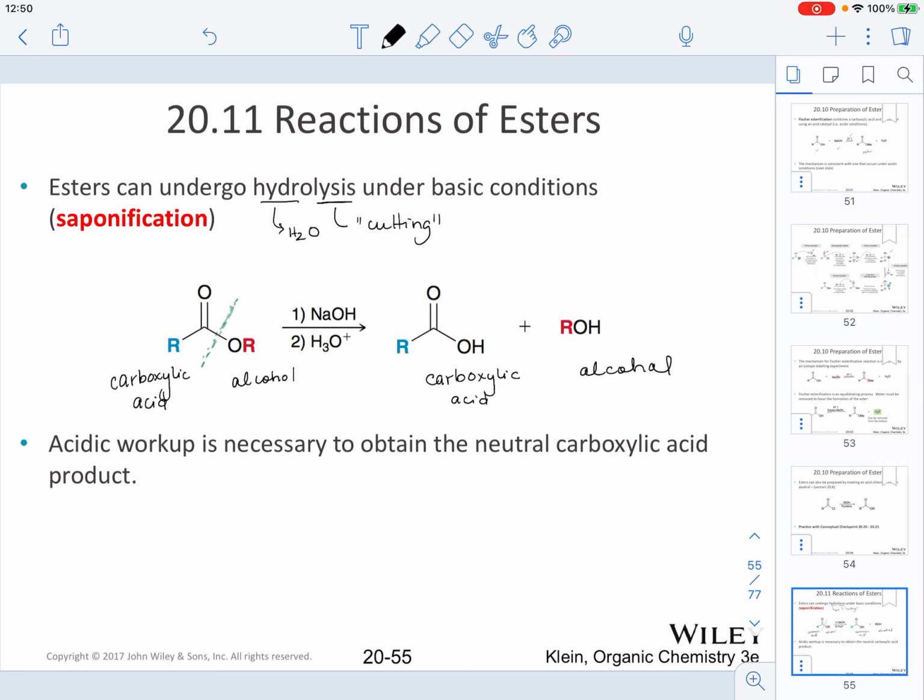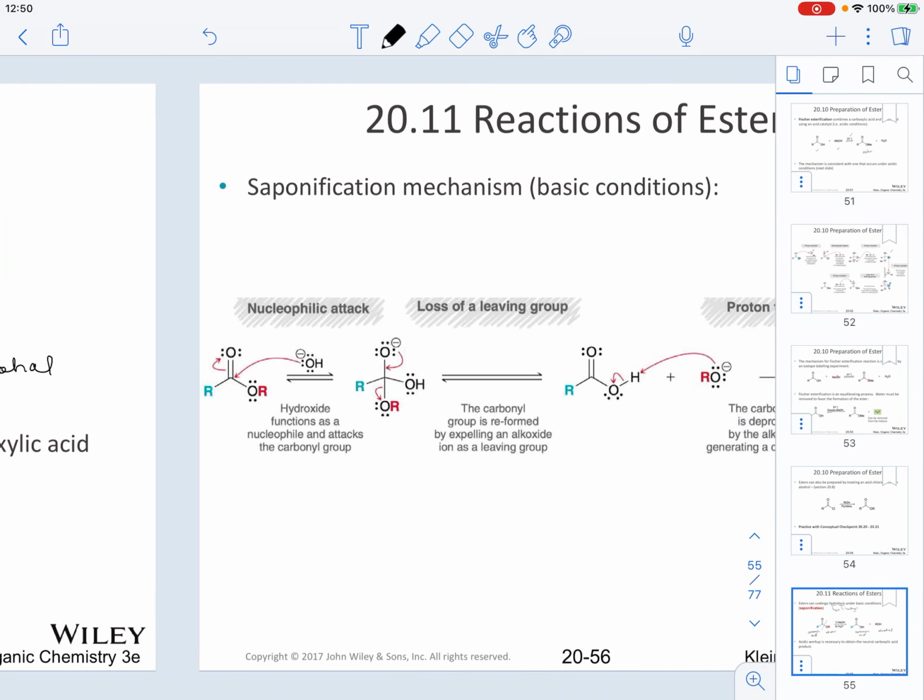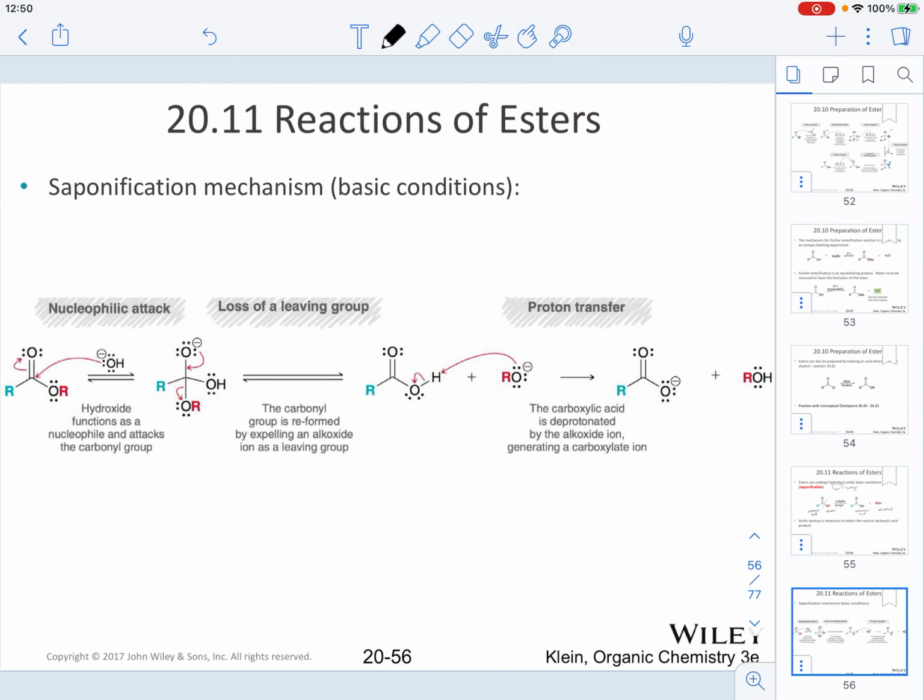When it comes to this, as you can see, an acidic workup is necessary to obtain a neutral carboxylic acid, because under basic conditions you can envision that what we make in that first series of steps is a carboxylate. So let's go over the mechanism so we can observe why the acidic workup is necessary.